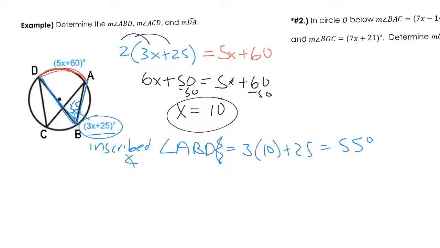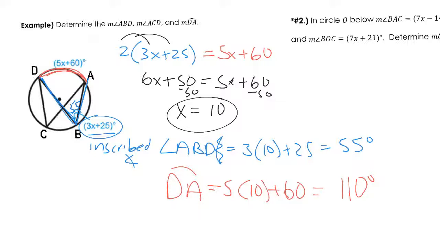Now, if I wanted to find the arc DA, now that I know x is 10, I could just substitute it in. 5 times 10 plus 60 equals 50 plus 60, which is 110 degrees. And if we think about it, this makes sense. My arc is 110. My angle is half the size. Or if I multiply my inscribed angle 55 times 2, I get 110.